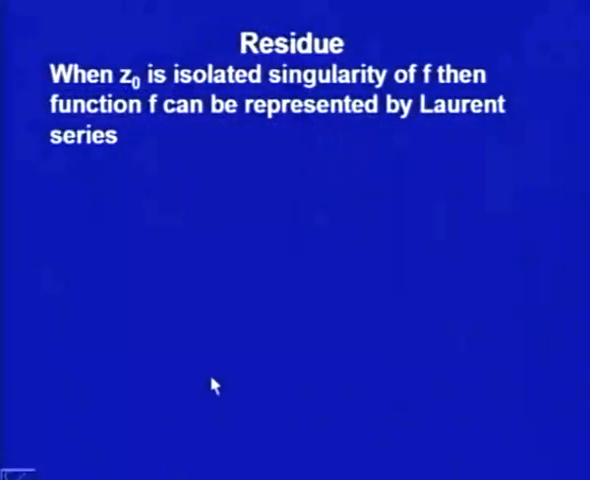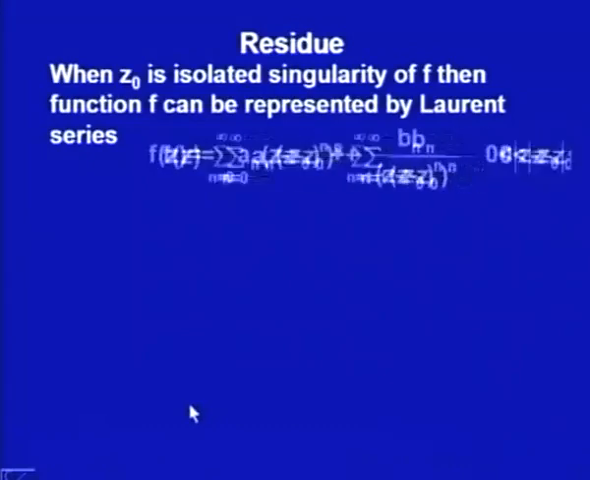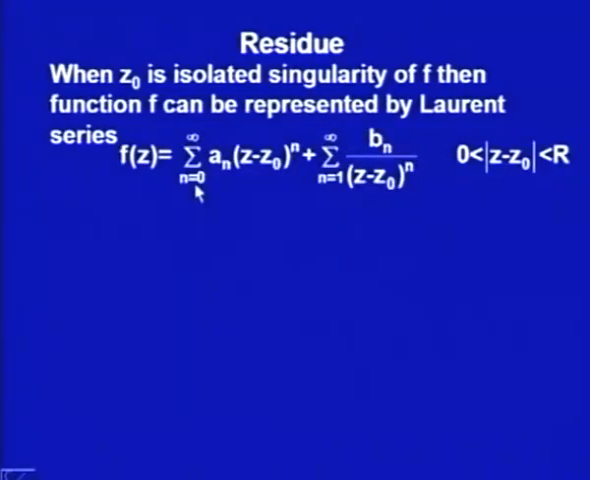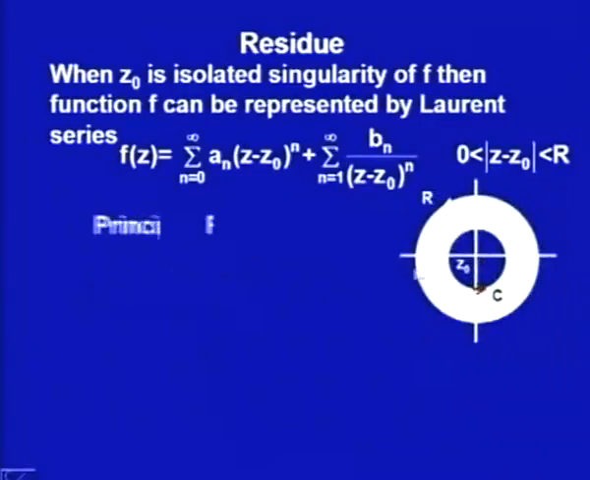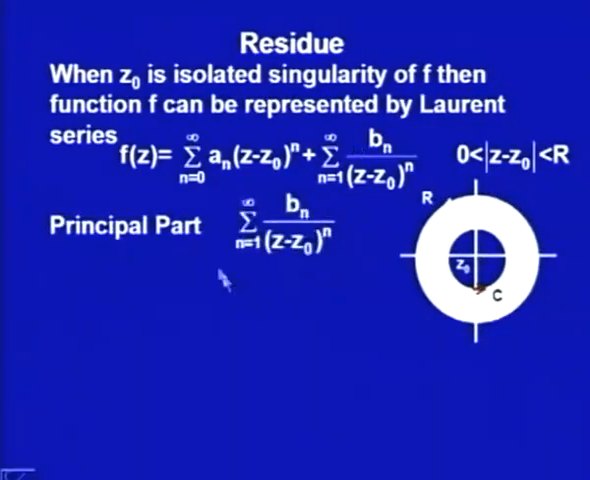We do know that when z naught is an isolated singularity of f, then the function f can be represented by the Laurent series as the summation n running from 0 to infinity a_n (z minus z naught) to the power n, plus the summation n running from 1 to infinity b_n upon (z minus z naught) to the power n, in the disk 0 is less than |z minus z naught| is less than R. And the principal part of this is the summation n running from 1 to infinity b_n upon (z minus z naught) to the power n, and from this principal part we have identified the isolated singularities.